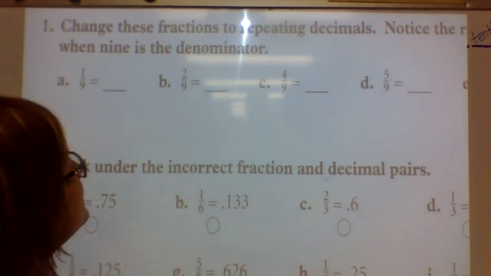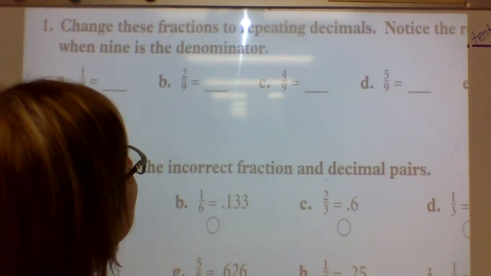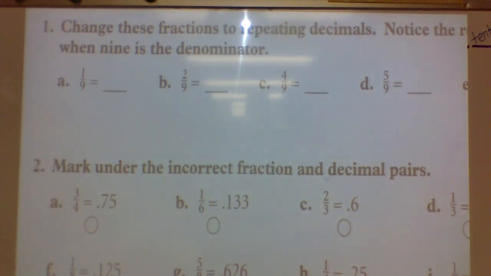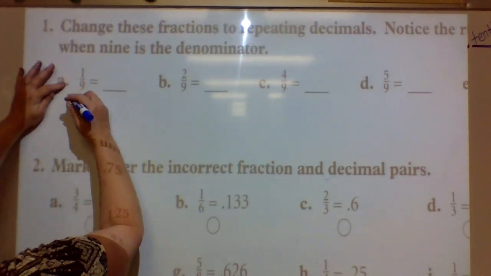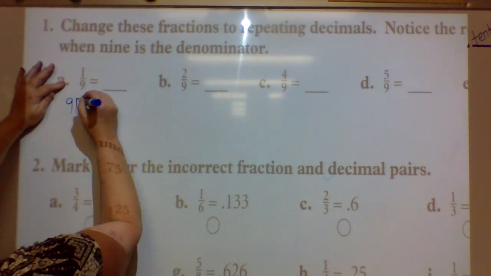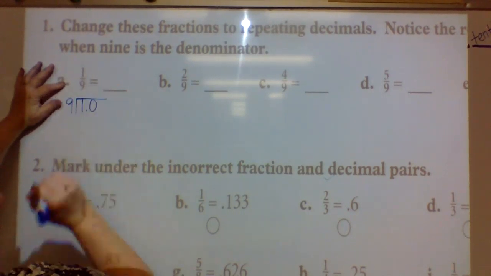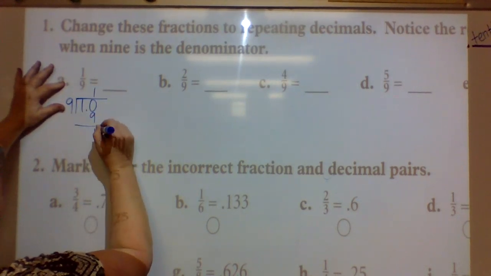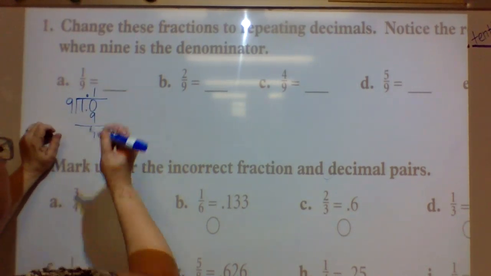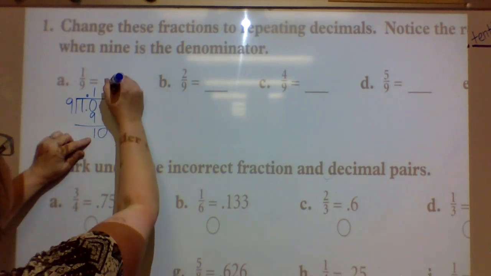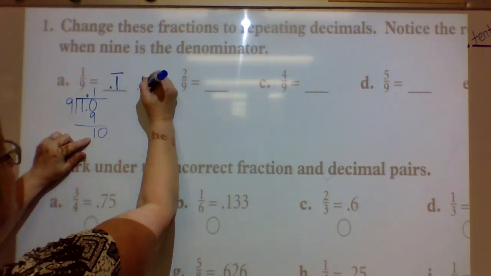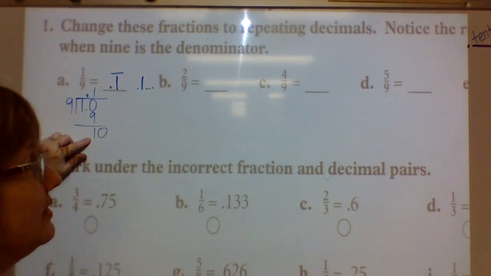Okay, so change these fractions to repeating decimals. It says notice the repeating pattern when 9 is the denominator. Okay, so 9 into 1. 9 goes into 10 one time. Okay, so the decimal goes right there. It's going to be 0.1 forever, or you could write it with a bar on top, your choice. One of those.